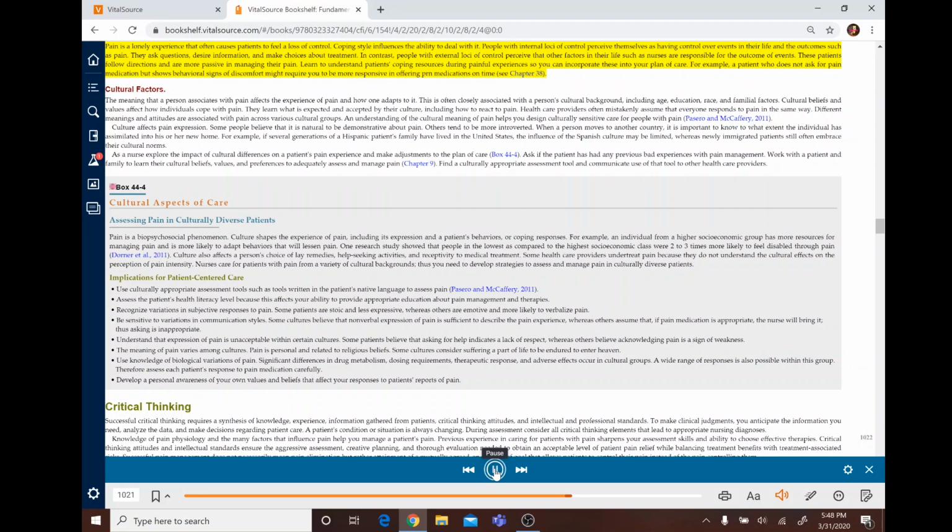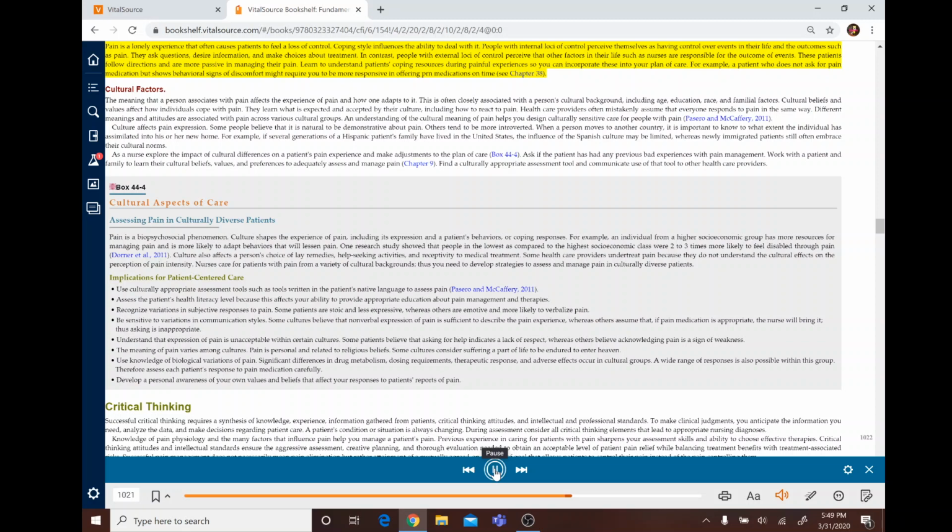Coping style. Pain is a lonely experience that often causes patients to feel a loss of control. Coping style influences the ability to deal with it. People with internal loci of control perceive themselves as having control over events in their life and the outcomes such as pain. They ask questions, desire information, and make choices about treatment. In contrast, people with external loci of control perceive that other factors in their life such as nurses are responsible for the outcome of events. These patients follow directions and are more passive in managing their pain.